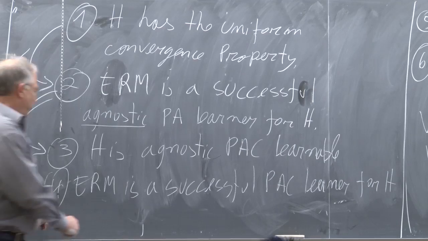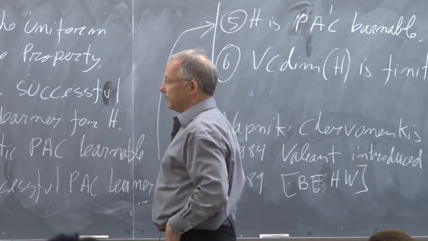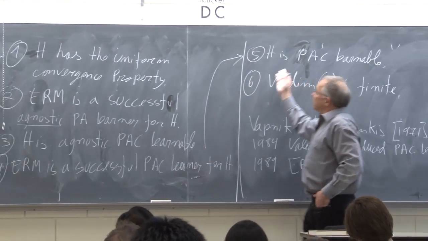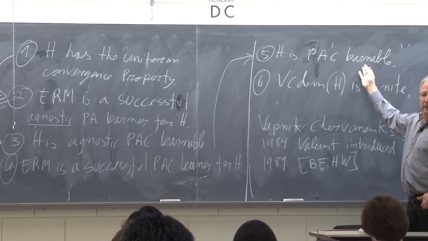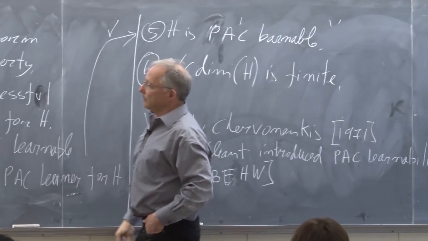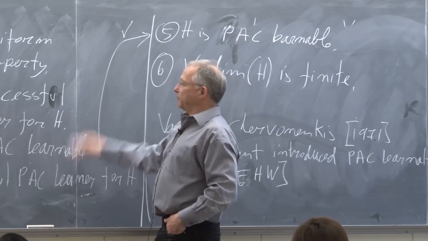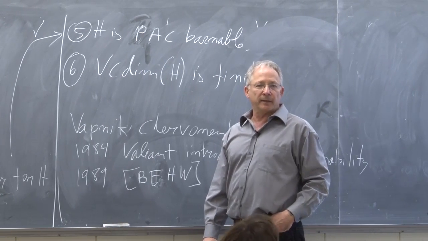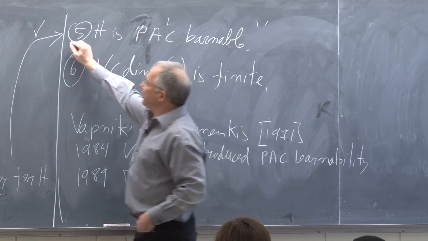And now 4 implies 5. Because if ERM is a learner, then there is a learner, so the class is PAC learnable. So we get 4 implies 5, the same way that 2 implies 3. Or if you want, you can get 3 implies 5: if it's agnostic PAC learnable, then it's PAC learnable. So we got 5. What about going from 5 to 6?